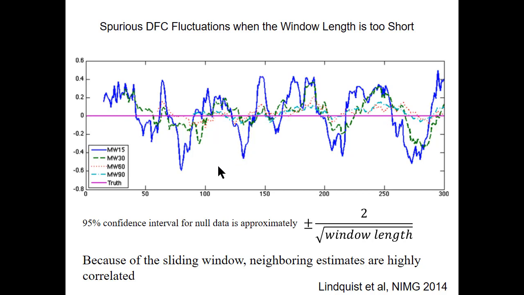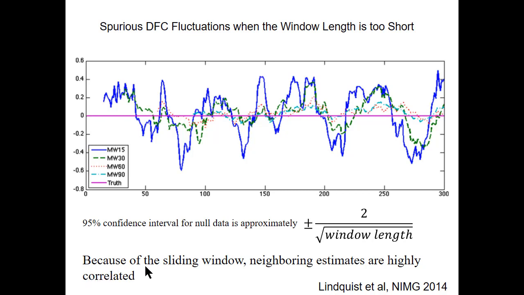And the size of those random fluctuations is proportional to 2 over the square root of the window length. So if you have a very short window, for example, in this case, a 15-second window, you see a lot of variations as compared to, say, the 90-second window, where it's fairly close to this magenta line, which is the truth. Basically, these two waveforms are uncorrelated over time, and yet you might conclude that there is dynamic functional connectivity when you use a small window. So you do need to be careful about not using too small of a window.